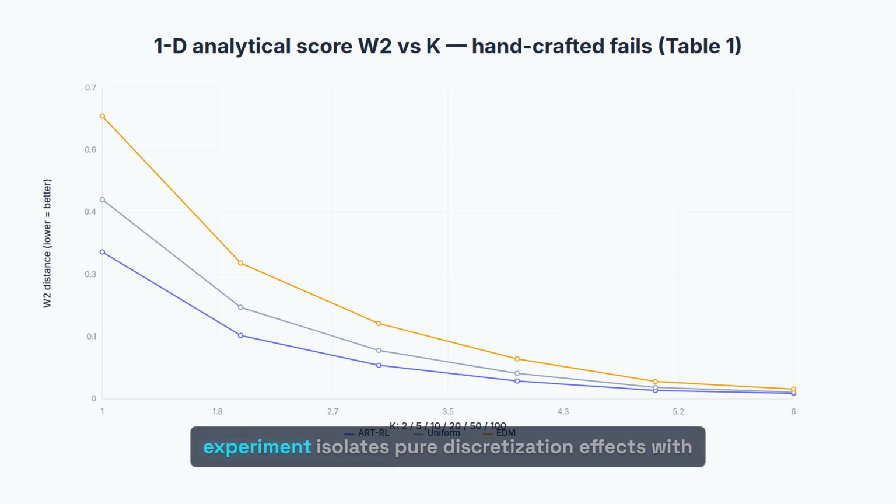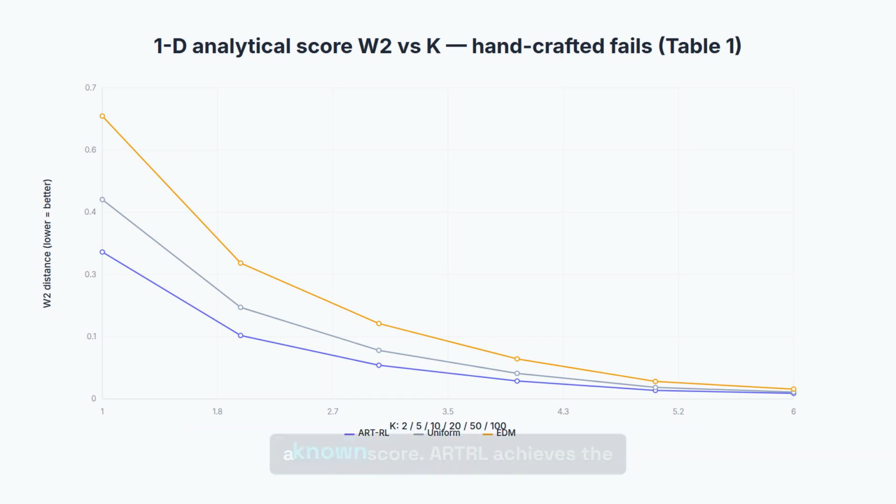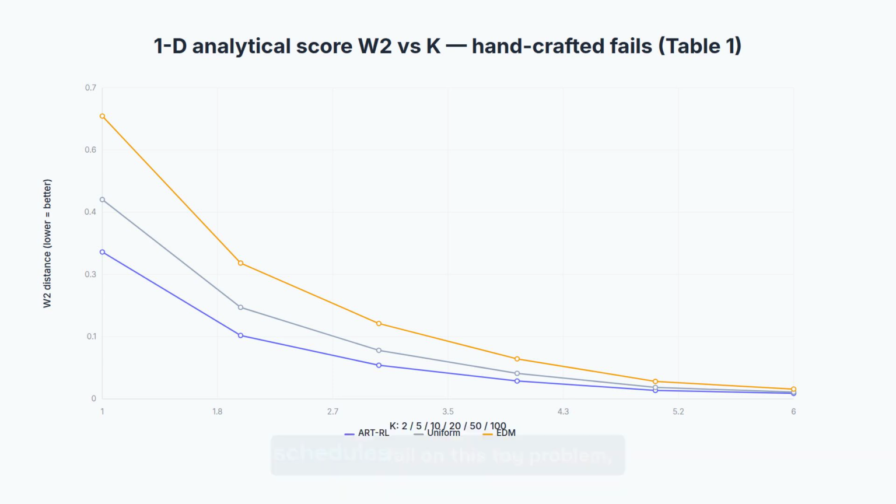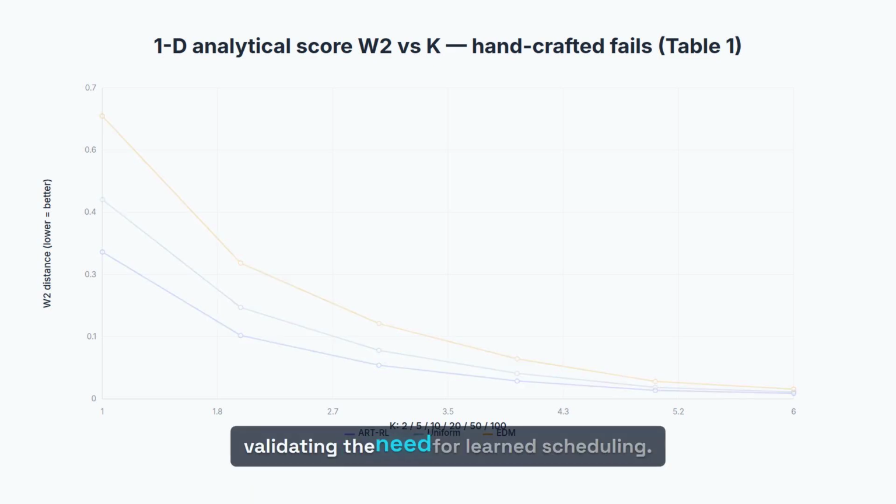The 1D analytical experiment isolates pure discretization effects with a known score. ART-RL achieves the lowest Wasserstein-2 distance at every single K value from 2 to 100. At K 10, ART-RL hits 0.079 versus DPM 0.211 and uniform 0.114. Even at K 100, with near-trivial error, ART-RL still edges out the others at 0.013 versus 0.027. Hand-designed schedules fail on this toy problem, validating the need for learned scheduling.